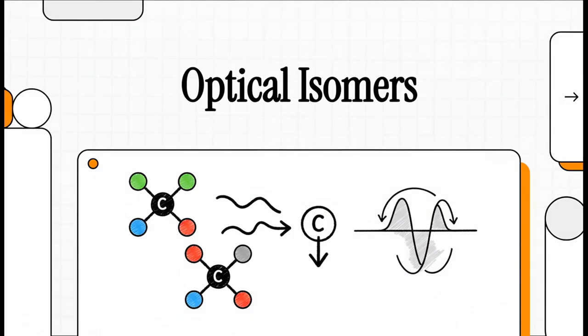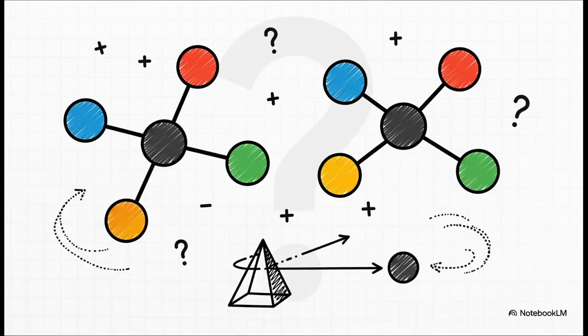Welcome back. Today, we're diving into something that is, well, pretty mind-bending in the world of chemistry. Optical isomerism. We're about to see how certain molecules can pull off a really incredible trick with a beam of light.